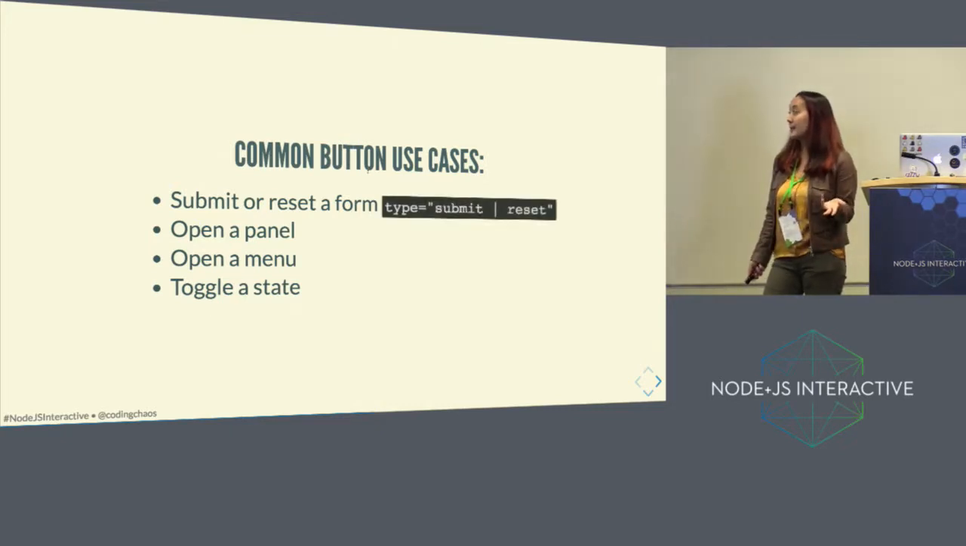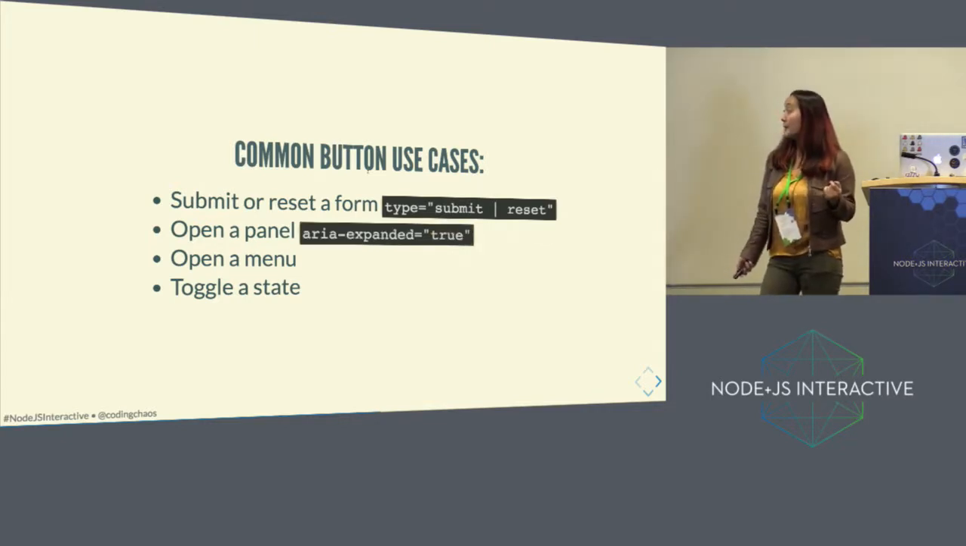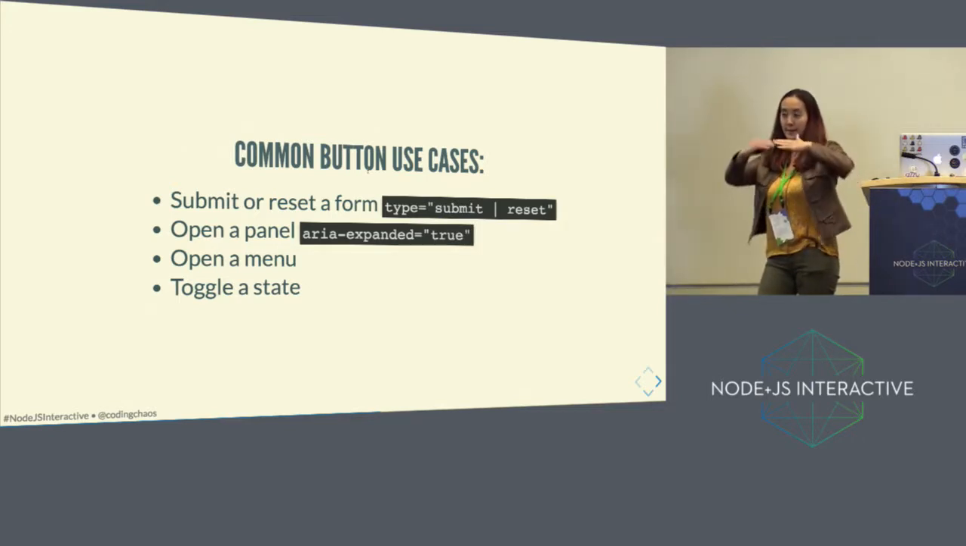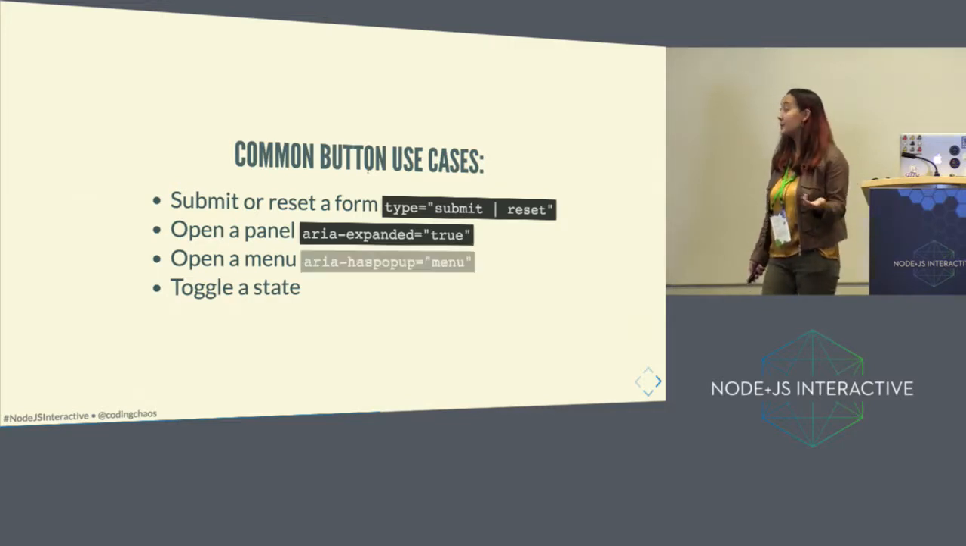So say you submit or reset a form. That we already have, type equals submit or reset, or button. Opening a panel, now we're getting to ARIA. Something like an accordion button that opens something on the page, expands something on the page. You want to have aria-expanded equals true or false on there to know when you press the button, is it going to open the thing or is it going to close the thing? And to indicate that there is a thing to be opened or closed.